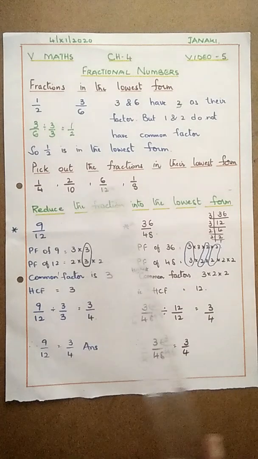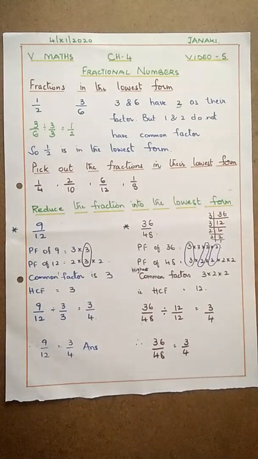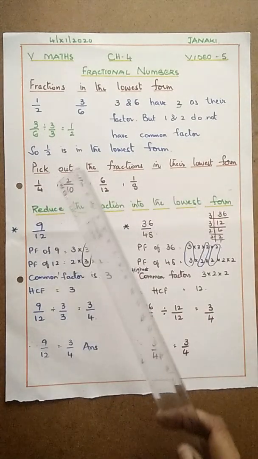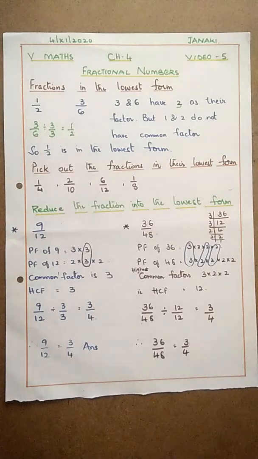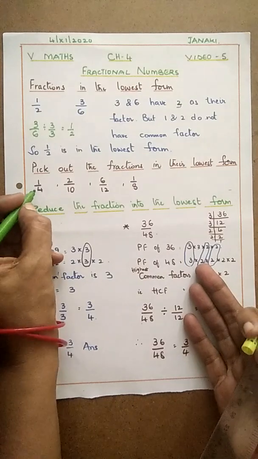Now let us see which of these numbers are in the lowest form. 1 by 4. Does 1 have any factors? No. 4 has factors, but common factors are not there. So here 1 by 4 is in the simplest form. Let us circle it.